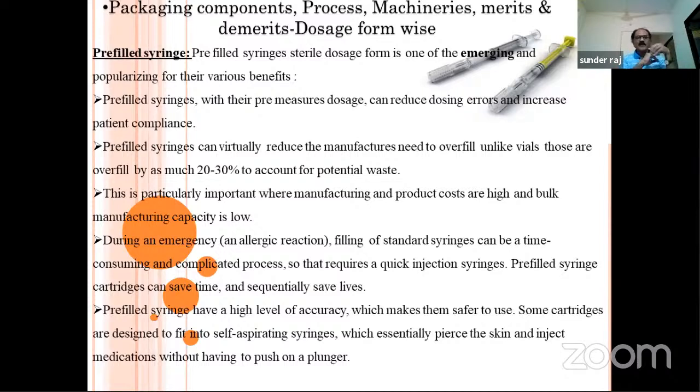This is particularly important in emergencies. It is also used for emergencies because the drug is already filled in a syringe and can be administered directly. Pre-filled syringes also have a high level of accuracy, which makes them safer to use. Some cartridges are designed to fit into self-aspirating syringes, which pierce the skin and inject the medication without having to push the plunger. These are the various advantages of pre-filled syringes.